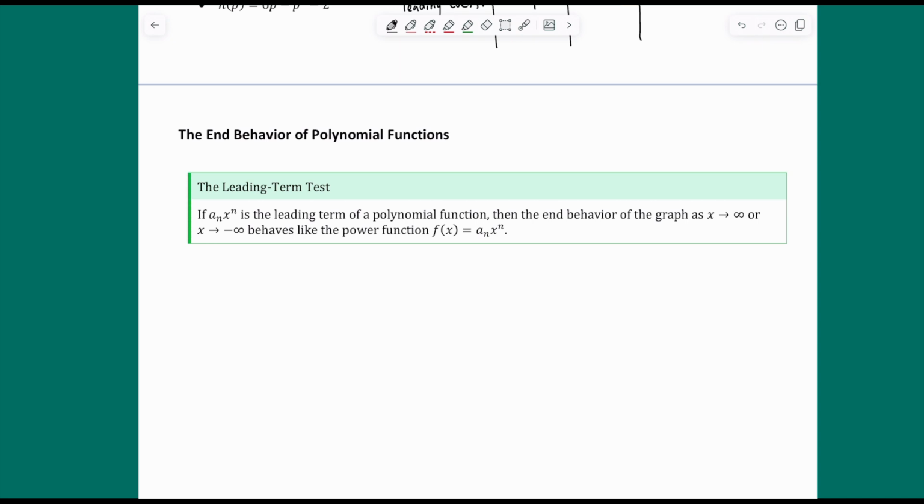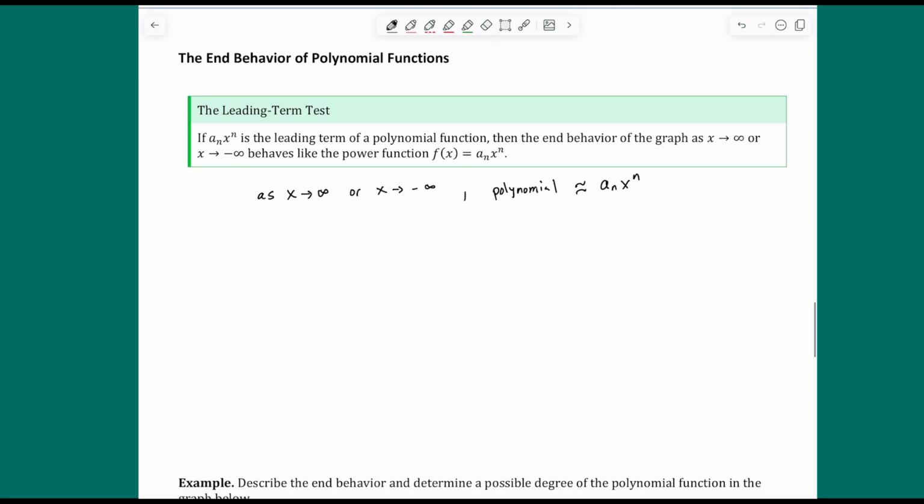In other words, as x approaches positive infinity or as x approaches negative infinity, basically f of x, whatever the polynomial function is, starts looking like its leading term. In other words, starts looking like roughly a sub n x to the n. As x gets really large in the positive direction or really small in the negative direction, it starts looking like the leading term. In other words, the leading term starts to dominate.